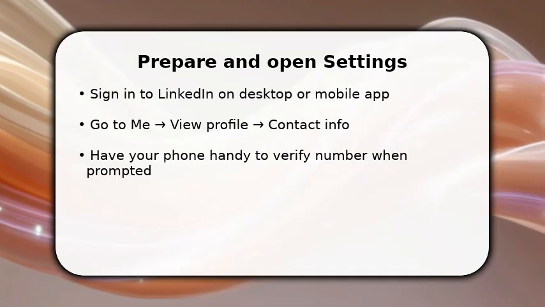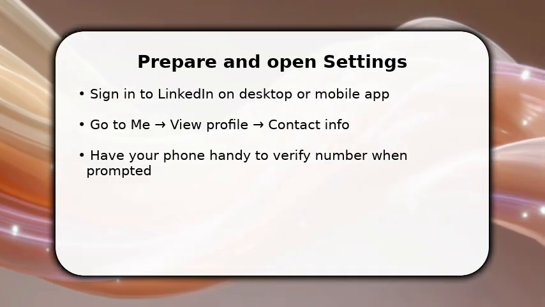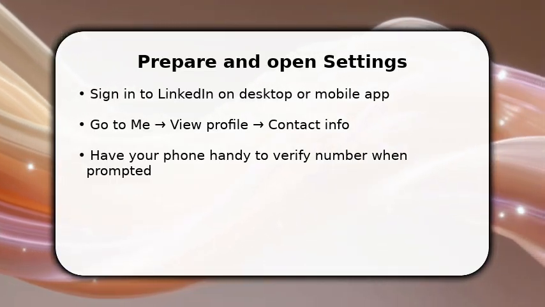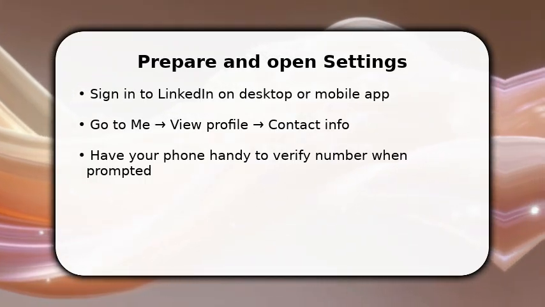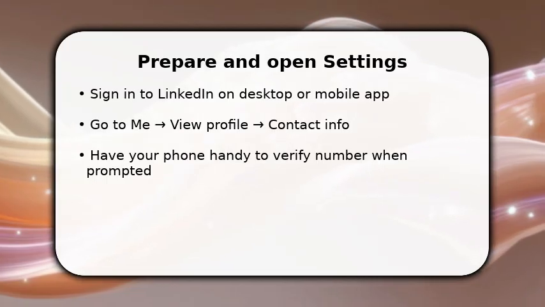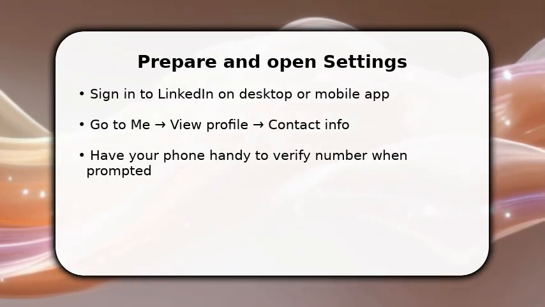You're signed in. Now open your profile and tap or click Contact Info to begin. Start on desktop if possible because fields are easier to manage. Once there, choose Edit Contact Info. You'll see sections for email, websites, and phone.